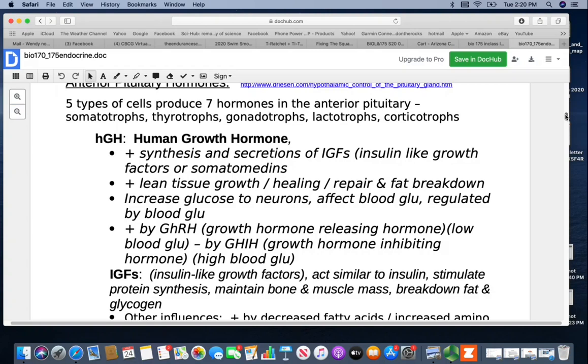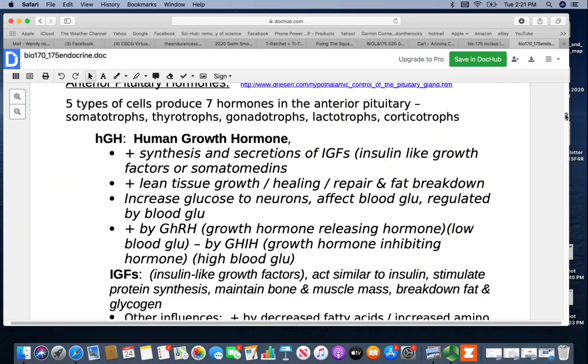So it's going to be stimulated by growth hormone releasing hormone, and this will be released when the blood glucose is low, and then inhibited by growth hormone inhibiting hormone when the blood glucose is high. So that's something to keep in mind when you're doing your workouts.